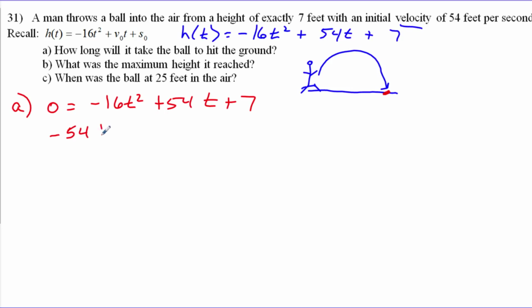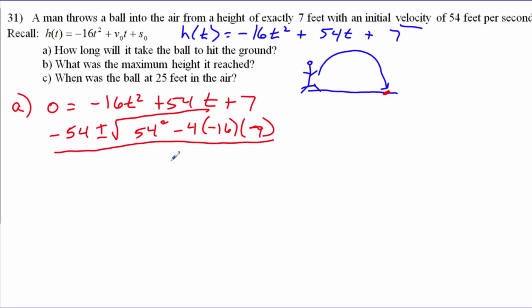Negative 54 plus or minus the square root of 54 squared, which is b squared, minus 4 times negative 16 times 7, okay, that's 4ac, all over 2 times negative 16. So this is what t equals. Because remember, it's usually x equals, but we replaced our x's with t's. So I need to simplify. Negative 54 plus or minus, I know the denominator is going to become negative 32.